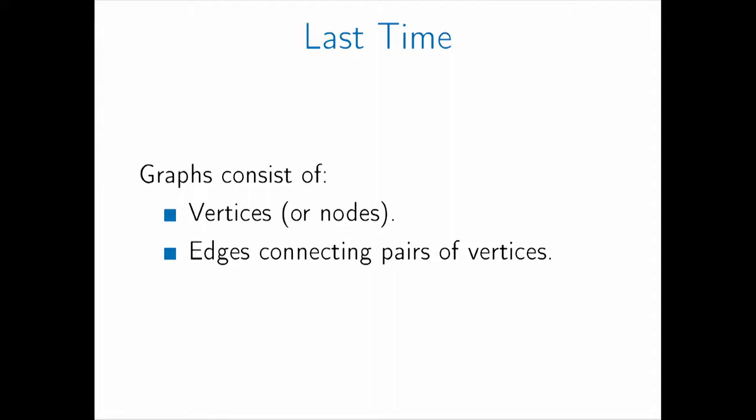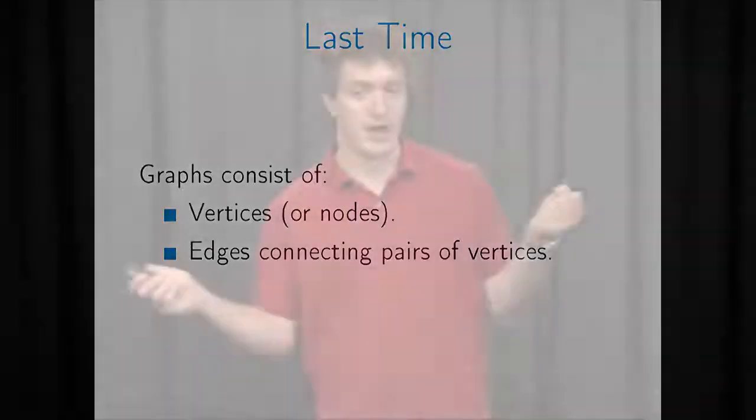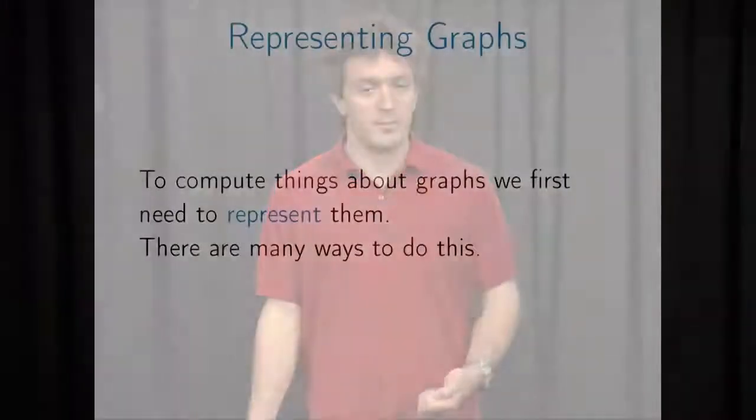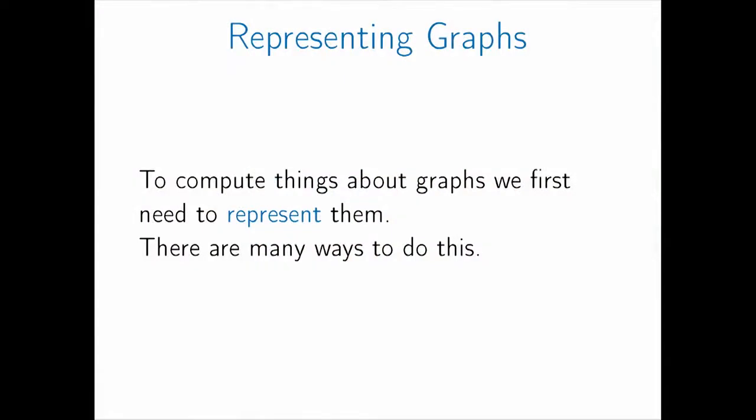So from last time recall, the graph is a thing that consists of a bunch of vertices, sometimes called nodes, and also a bunch of edges that connect pairs of these vertices. And what we're going to want to do is a lot of computations on graphs to determine various properties of them. But before we can get to any of that, we first need to talk about how to actually represent a graph inside a computer. And there are, in fact, several ways to do this, and exactly how we do it will affect the runtimes of some of these algorithms. So we're going to spend a little bit of time talking about that.